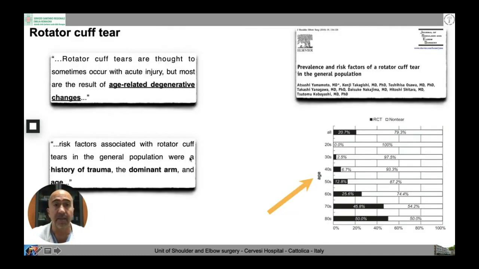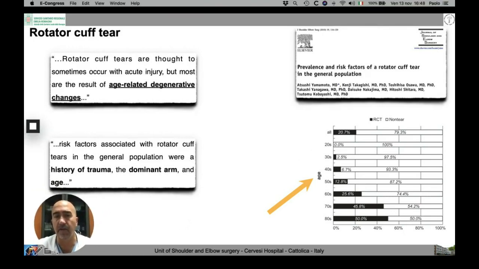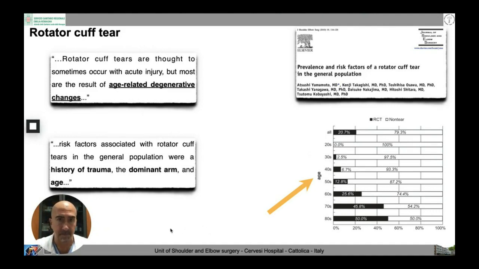Regarding the rotator cuff, we know that a cuff tear depends on the age of the patient, on the history of trauma of the patient, and on the arm, whether it's dominant or not. And we know that the rate of tendon tears increases with age.